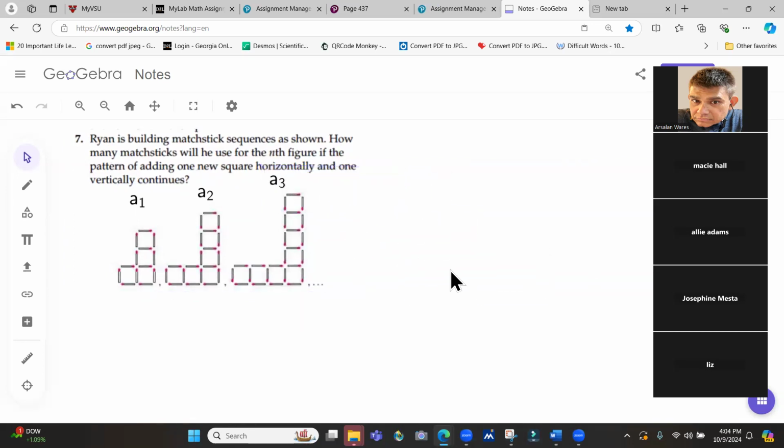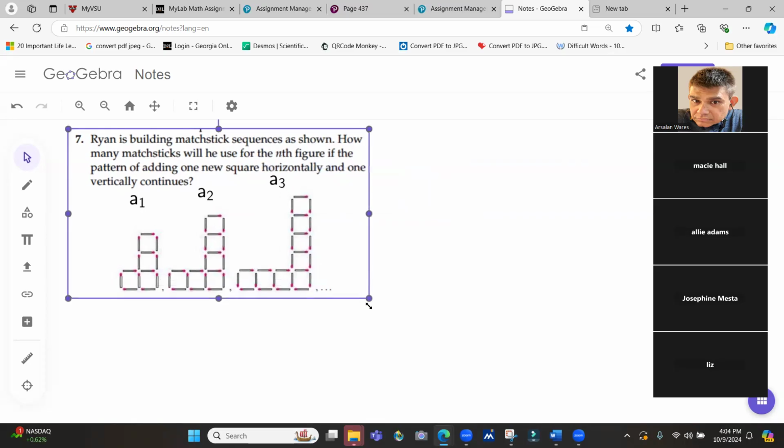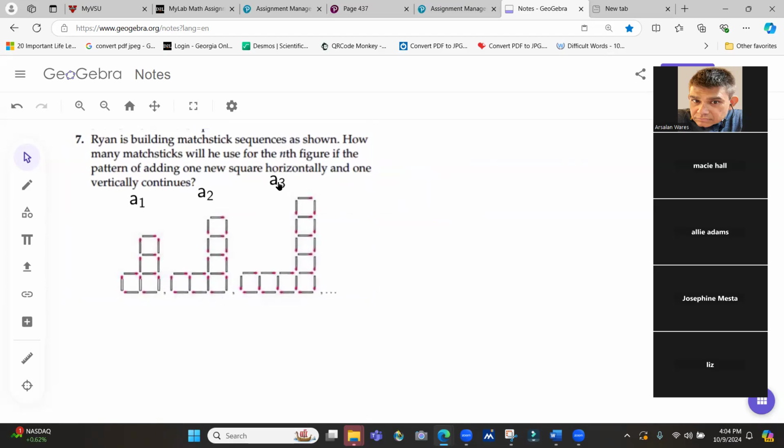Again, remember I told you some of the problems we will do here will resemble the problems we did in chapter one. This is an example. There are a few more like that, which is not a bad thing. I wouldn't say it's identical, but it builds on what we learned in chapter one. Ryan is building matchstick sequences as shown. How many matchsticks will he use for the nth figure?